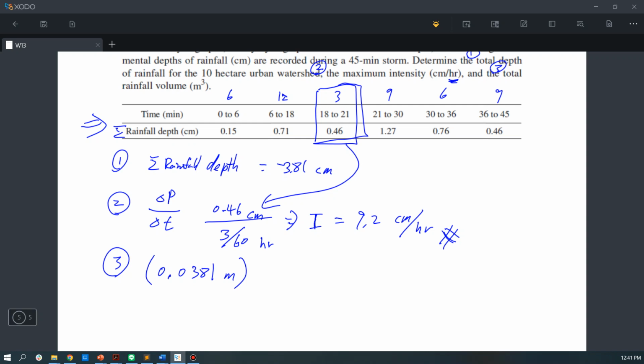And then we want to multiply by the area to calculate the volume. So it tells us that the area is 10 hectare. So that's times 10, and 1 hectare is equal to 10,000 square meter. So we need to multiply by this 10,000 for the unit conversion. Then we will get that the volume is 3,810 cubic meter.